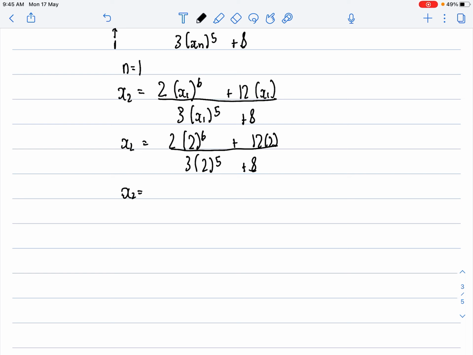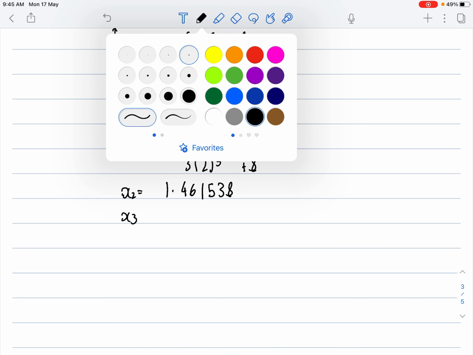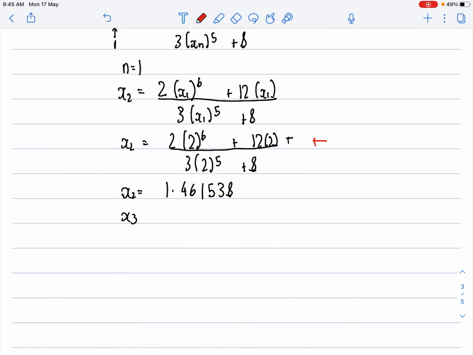So my x2, now simply just write this on the calculator. So when I do that, I get my answer as 1.461538. Now for my x3, wherever I have put 2 in this equation, click on the answer button. Just put answer there. Wherever I have put 2, like in these 3 places, 1, 2 and 3. Remove the 2 and press the answer button on that.